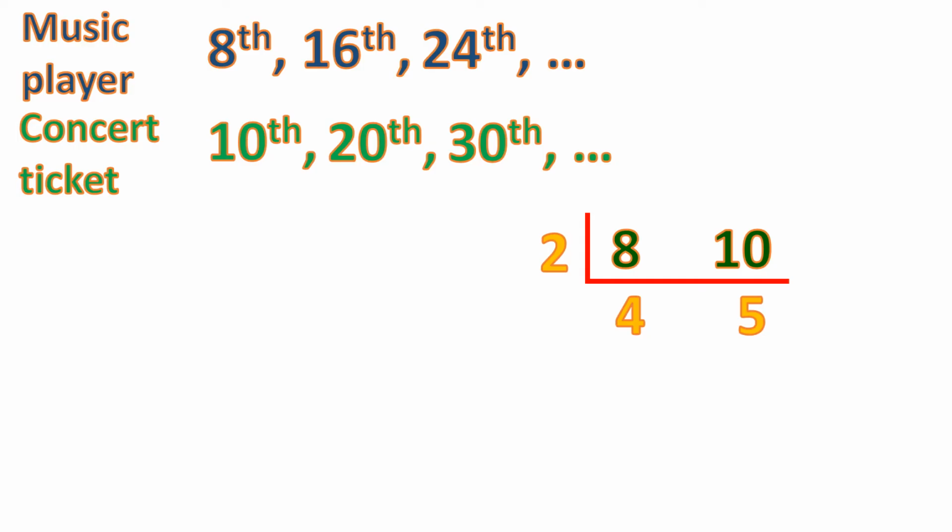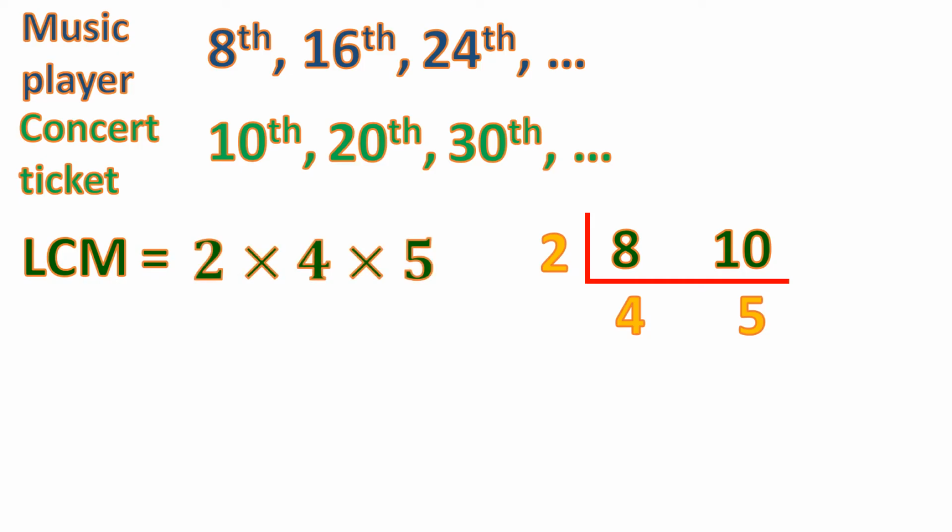Now we have 4 and 5, and there's no common number to divide with 4 and 5. Then we can have now the least common multiple, or the LCM. So let's multiply. We have 2 times 4 times 5. So that's how you get the LCM. You multiply the left number and the number at the bottom. So 2, 4, and 5. And the product is 40.